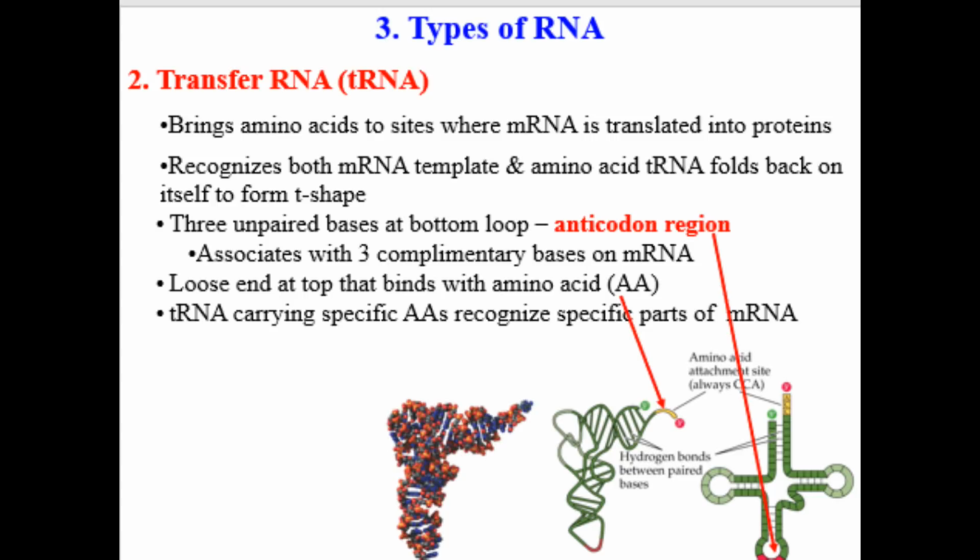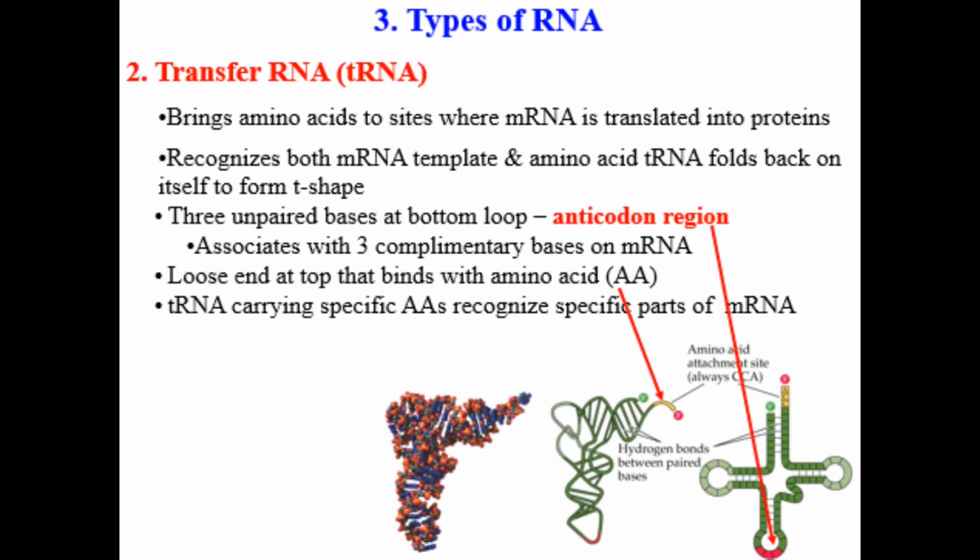There's also transfer RNA, tRNA. This is RNA that transfers the information from messenger RNA to a protein. It transfers. Transfer is the name of it. It transfers information that's in RNA to a message in a protein, to information in a protein.